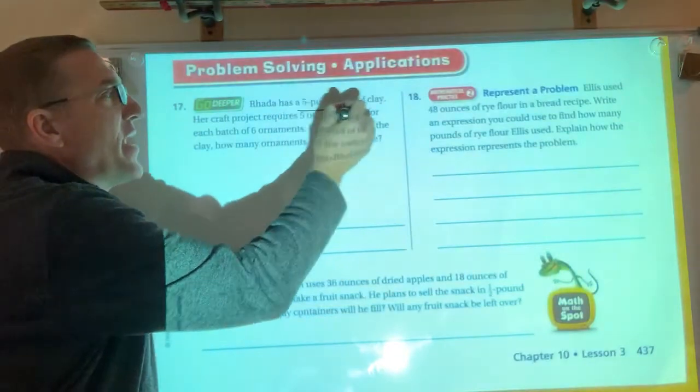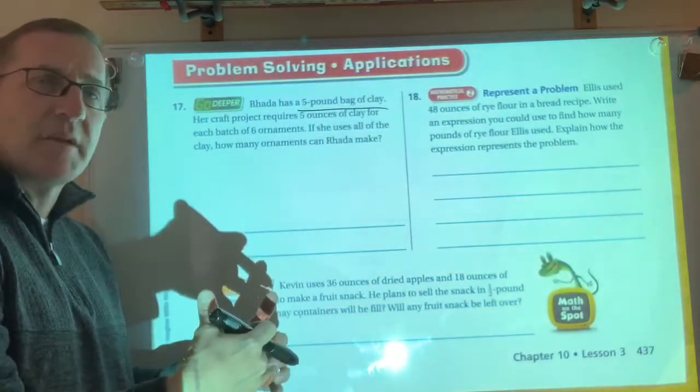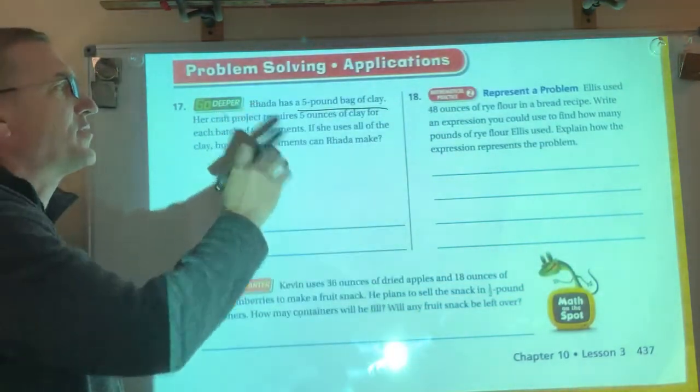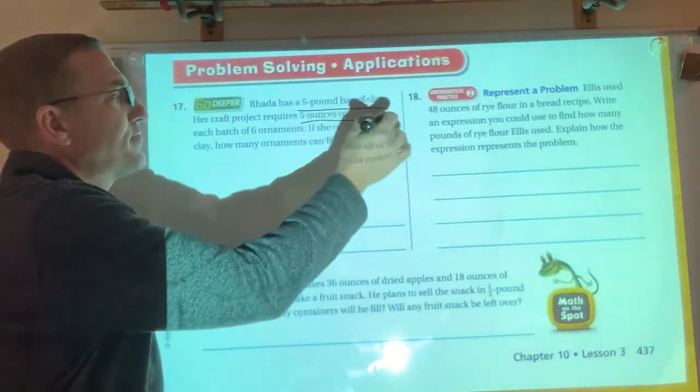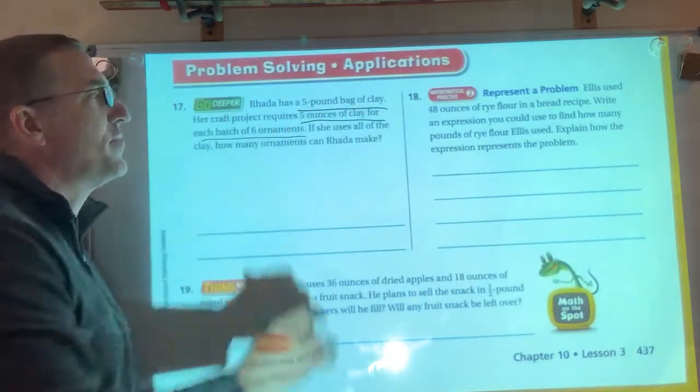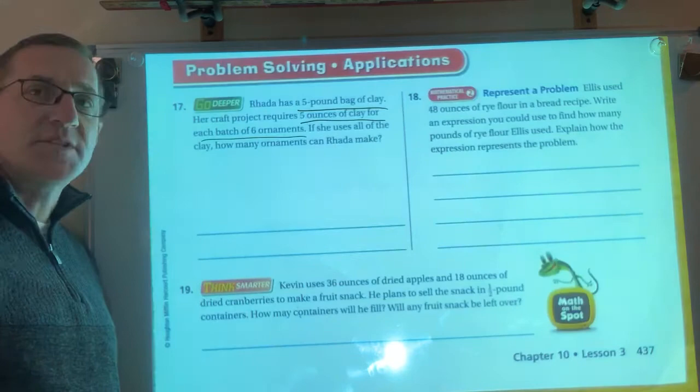So we got a 5-pound bag of clay. That's what she's starting with, right? So she went to the store, she bought a big 5-pound bag. And her craft project requires 5 ounces of clay for each batch of 6 ornaments, right? So what do you think we need to do here?